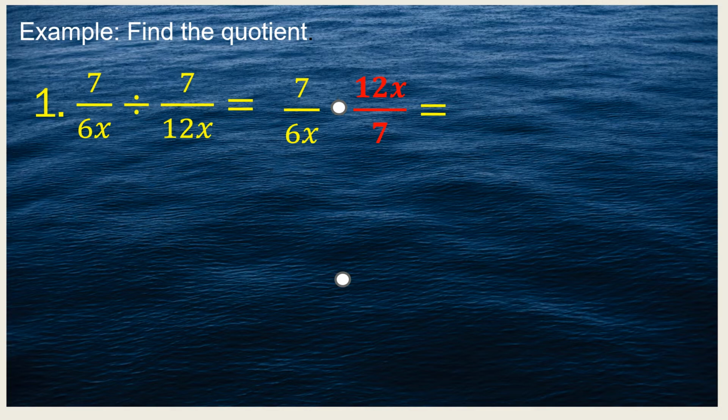Titingnan po natin yung atin pong partial quotient. Ang tawag natin dito, partial quotient, kung meron po bang possibilities na makakancel out. In this case, yung 7 at saka 7 ay parehas po sila, and therefore we can cancel out that number. Then, kung titingnan natin, yung 12x at saka 6x ay pwede rin po nating i-cancel out. If we divide 12x divided by 6x, that is equals to 2. And if we divide 6x by itself, that is equals to 1.